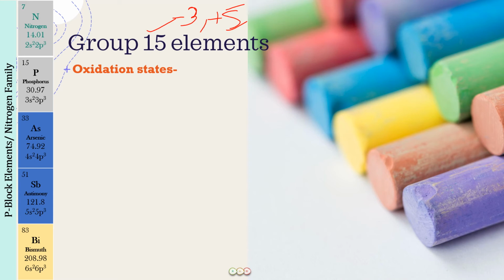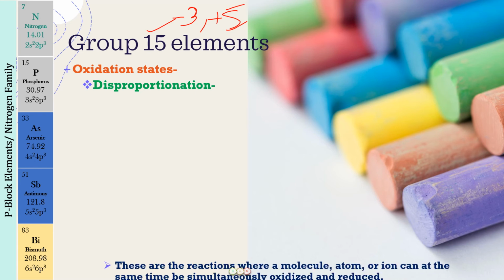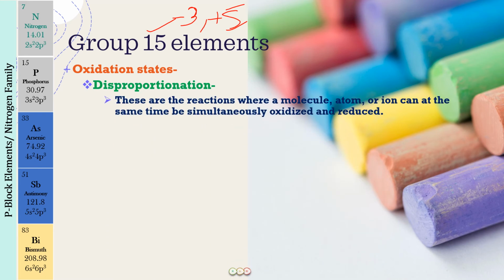So one type of very important reaction is going to be the disproportionation reactions. What are these disproportionation reactions? Well, these are those reactions where a molecule, an atom or an ion can at the same time be simultaneously oxidized and reduced. It will be simultaneously oxidized also and reduced also.